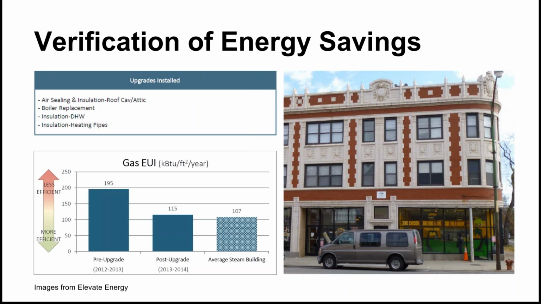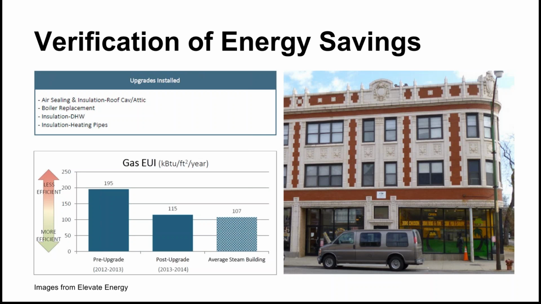So you might be able to see a difference that way, but you're not comparing apples to apples. The two seasons that you're looking at, maybe one was way colder than the other, maybe there are different tenants, all sorts of things. So what you need to do to make sure you're comparing the right data is look at the EUI, or the energy use intensity.